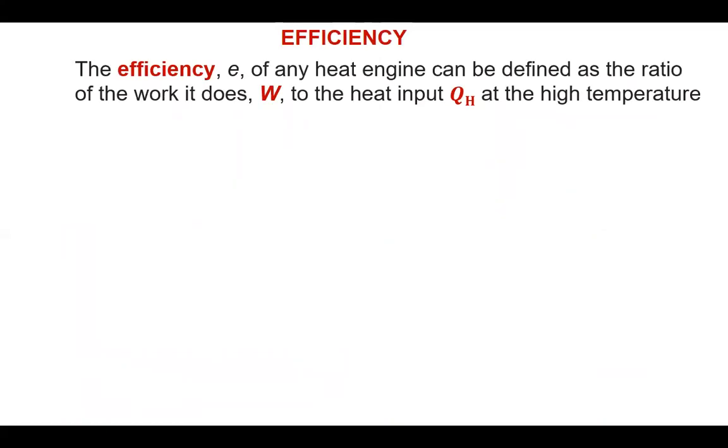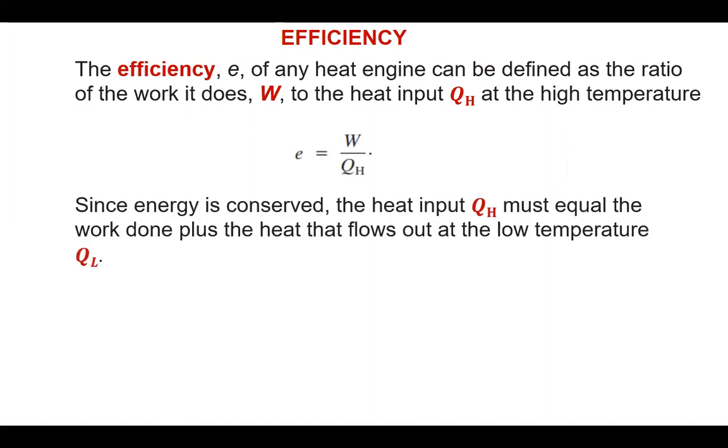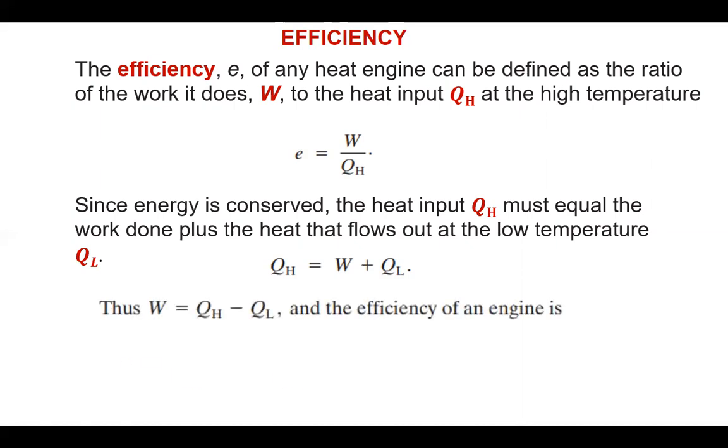So I talked about the efficiency. The efficiency of any heat engine can be defined as the ratio of the work it does, which is W, to the heat input at the high temperature. Since energy is conserved, the heat input QH must equal the work done plus the heat that flows out at low temperature, QL. Then from there you can replace that, and afterwards find your efficiency in this format.